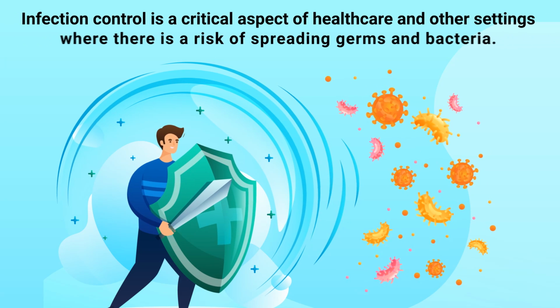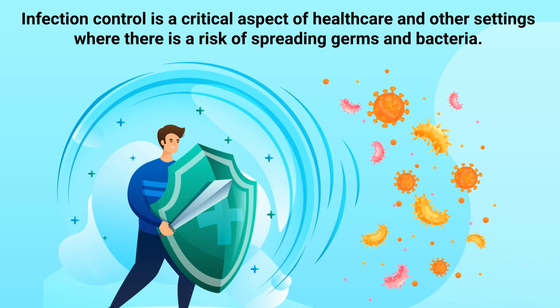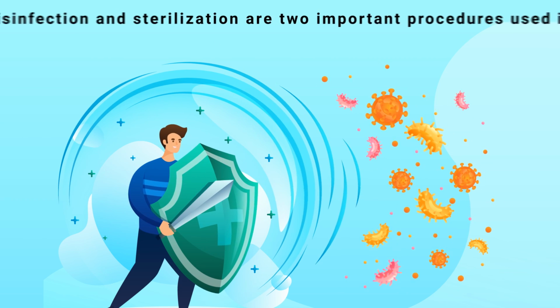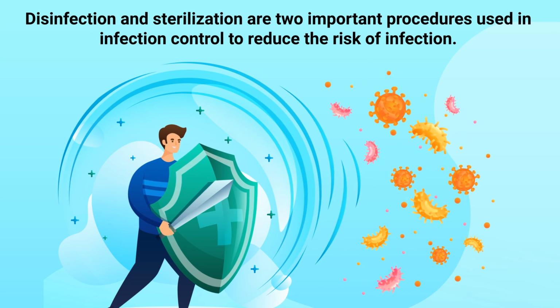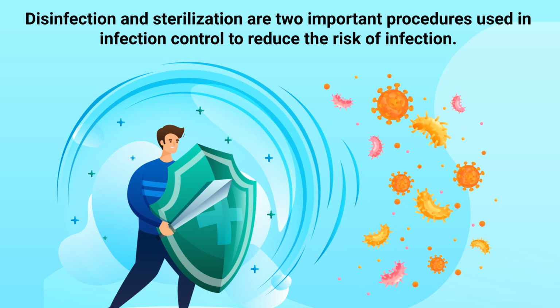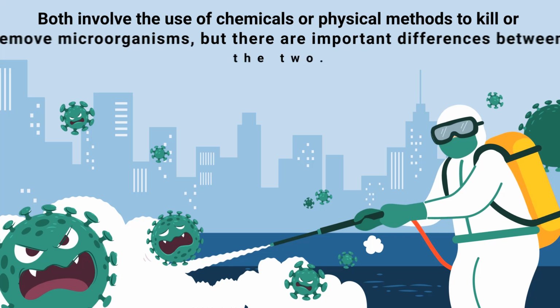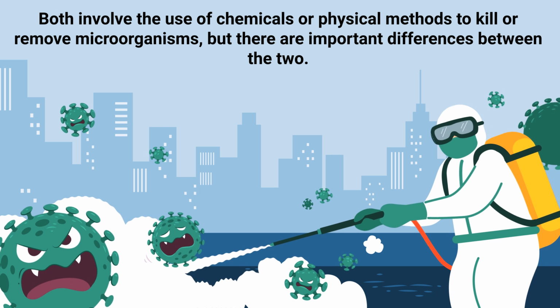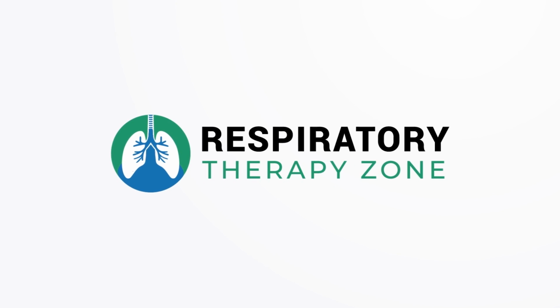Infection control is a critical aspect of healthcare and other settings where there is a risk of spreading germs and bacteria. Disinfection and sterilization are two important procedures used in infection control to reduce the risk of infection. Both involve the use of chemicals or physical methods to kill or remove microorganisms, but there are important differences between the two. And that is the topic of this video. So if you're ready, let's get into it.